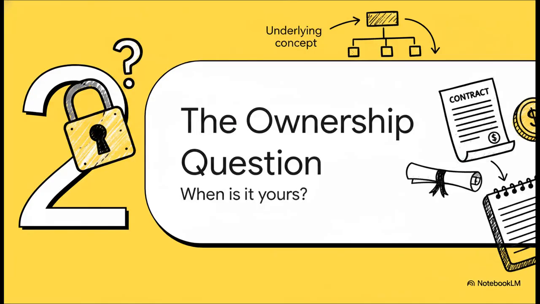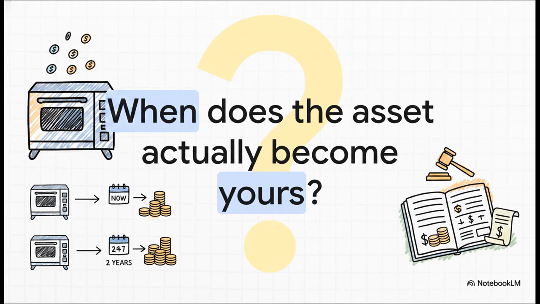Section 2, the ownership question. Because in accounting, everything revolves around when it's officially yours. Really think about it for a second. When does the asset actually become yours? Is it the exact moment you wheel that massive oven through the front doors of your bakery? Or is it the moment you make the absolute final payment, say 2 years from now? This isn't just some abstract philosophical debate. It's the core legal distinction that forces accountants to use completely different methods for recording the exact same transaction.